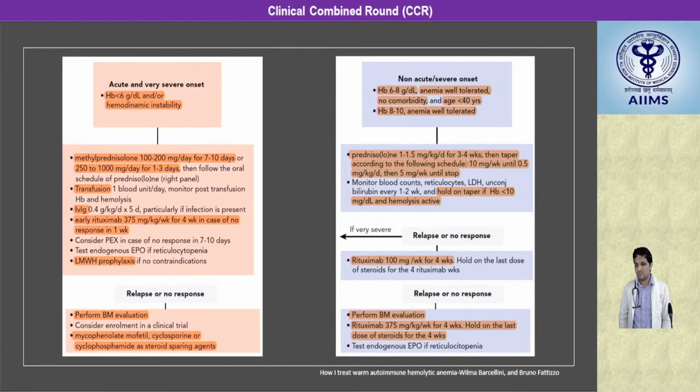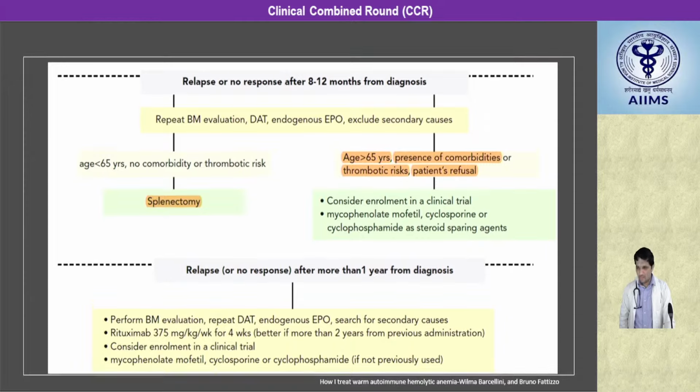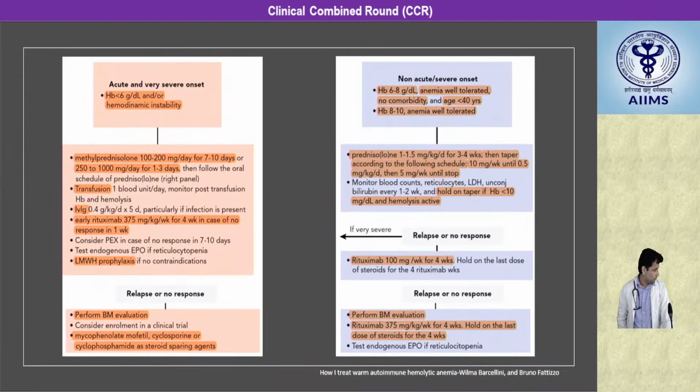If the patient presents with non-acute or non-severe disease, then a standard dose of 1 to 1.5 mg/kg for 3 to 4 weeks, followed by slow tapering, should be started. And if there is no improvement in hemoglobin or active hemolysis signs are present, then we have to hold the tapering and proceed to second line therapy, that is rituximab.